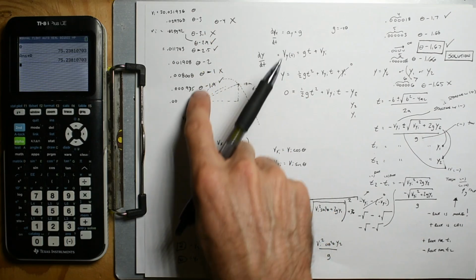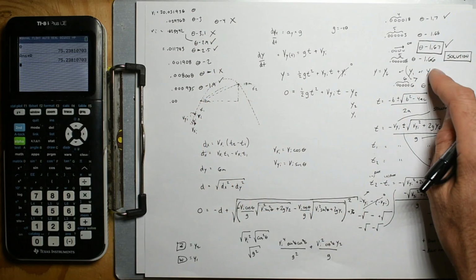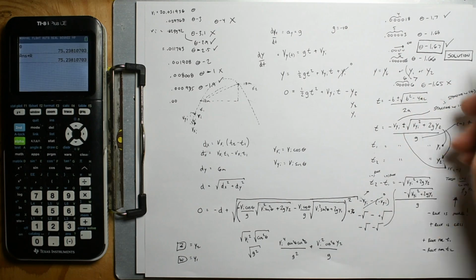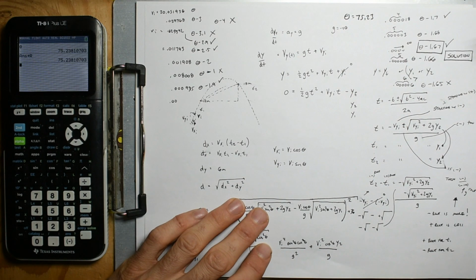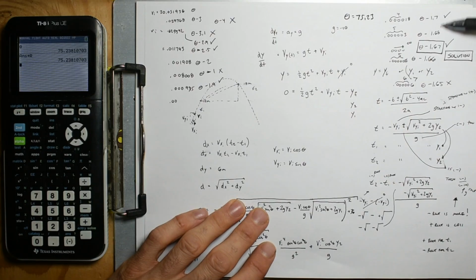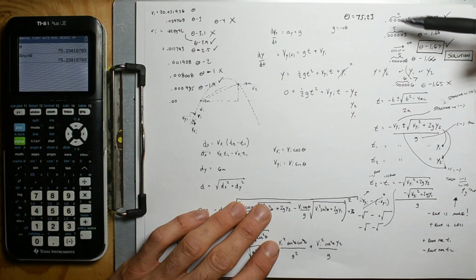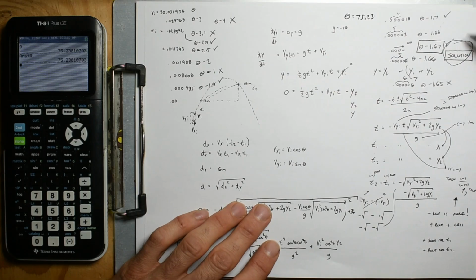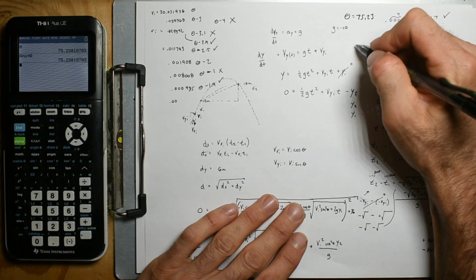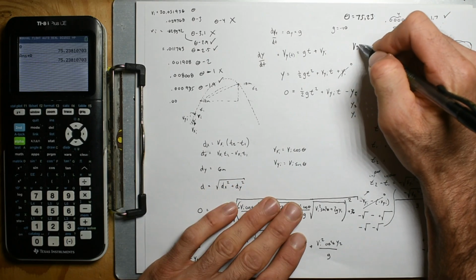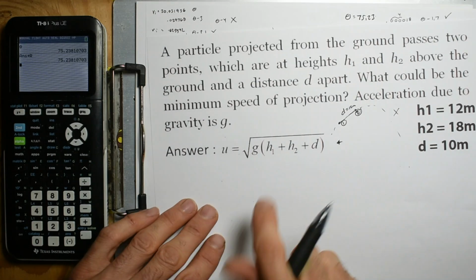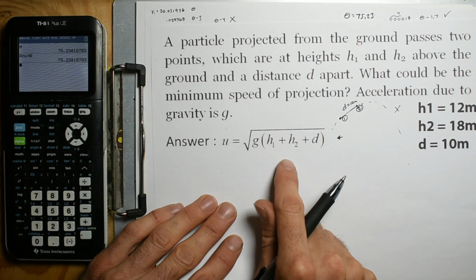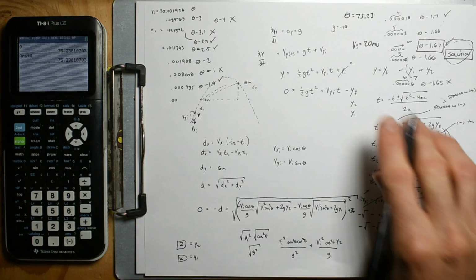Here's kind of the guesses that we did. This angle theta is 75.23. The actual answer, using guess and check, came out to be this minus 1.67. That angle gave us a value for the initial velocity, the overall velocity, of 20 meters per second, which is what this equation also shows. So that's basically how I did this.